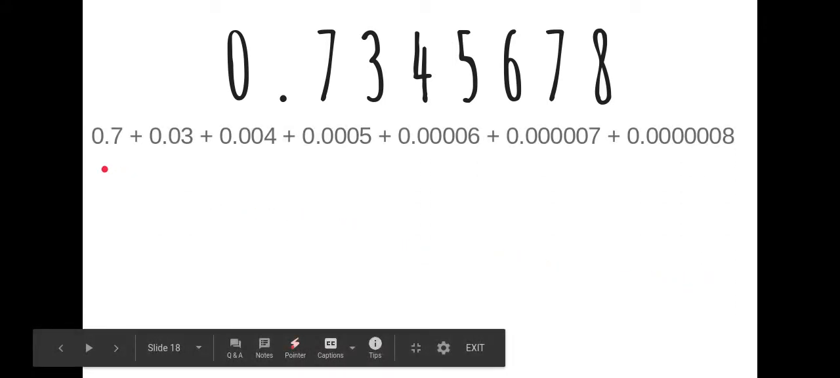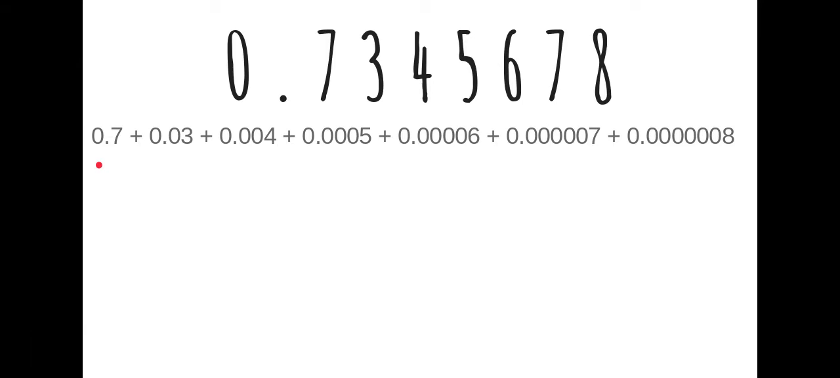And what you can see here is it doesn't look much different than when we did it with a whole number, but this time we're doing it with decimals. And instead of the zeros going after the digit, the zeros are actually going to go between the decimal point and the digit. So you'll see 7 tenths plus 3 hundredths plus 4 thousandths plus 5 10,000ths plus 6 100,000ths plus 7 millionths plus 8 10 millionths.